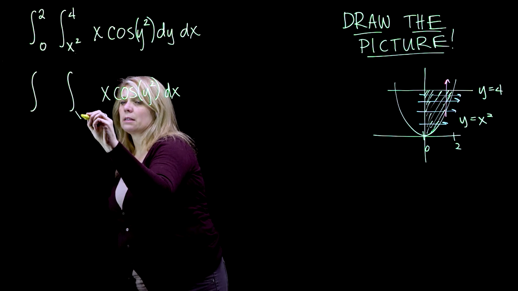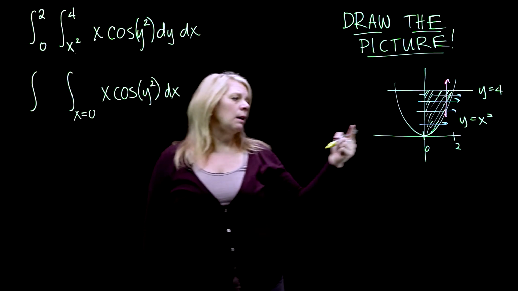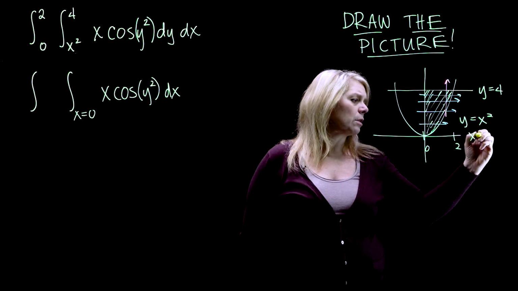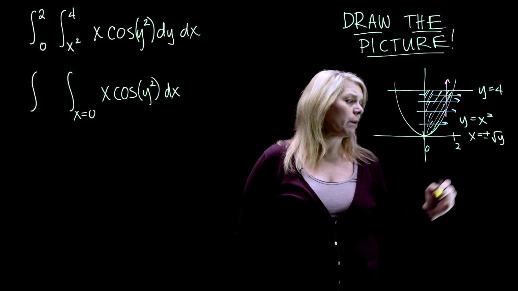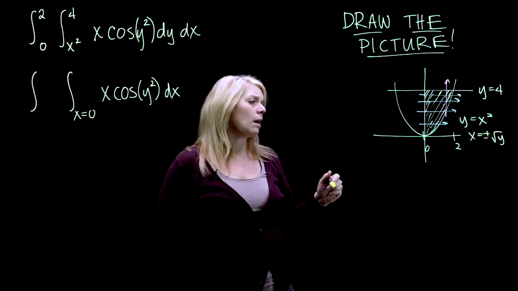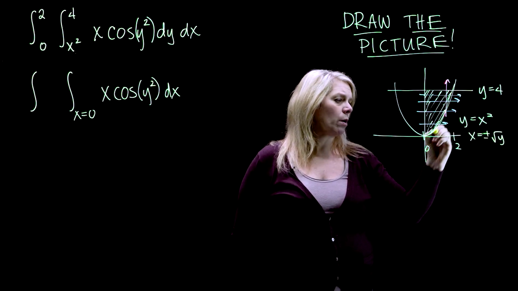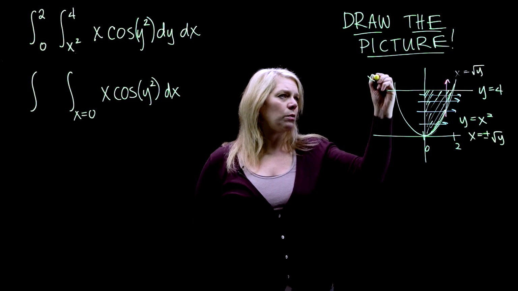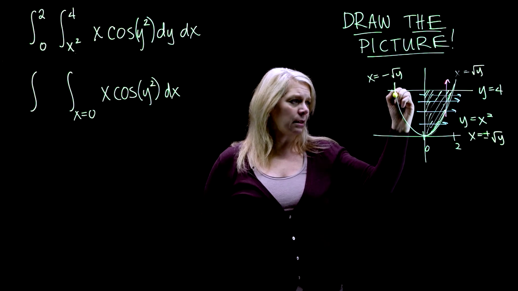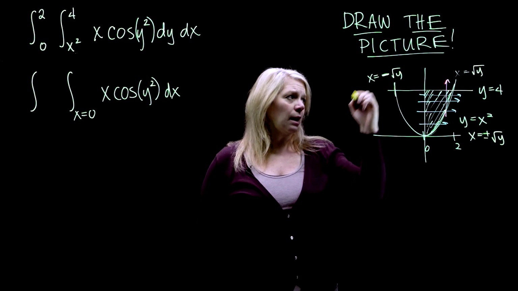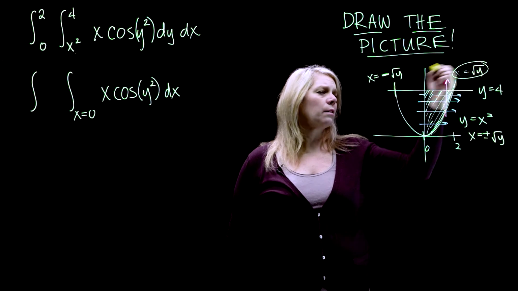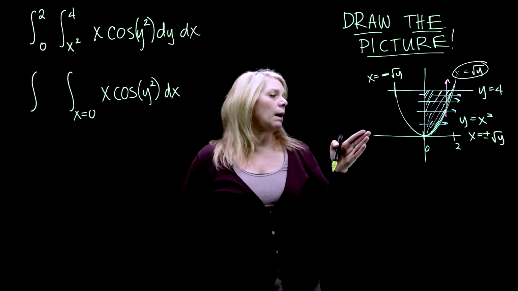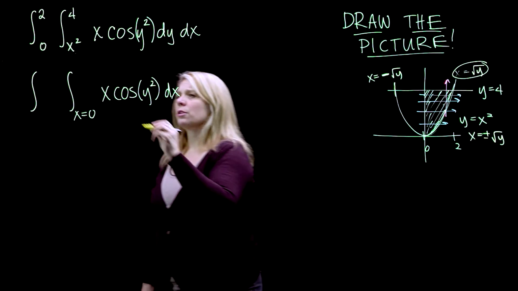So I'm going to go from x equals 0 to, when I solve the equation of that parabola for x, technically I get x equals plus or minus the square root of y. So you want to be clear about which part it is that you're on. X equals the positive square root of y is the right half, where x is positive, and x equals the negative square root of y is the left half, where x is negative. So I just need the positive part for this one. If we'd been integrating on the other half, we would need the negative part. So x goes from 0 to the square root of y.